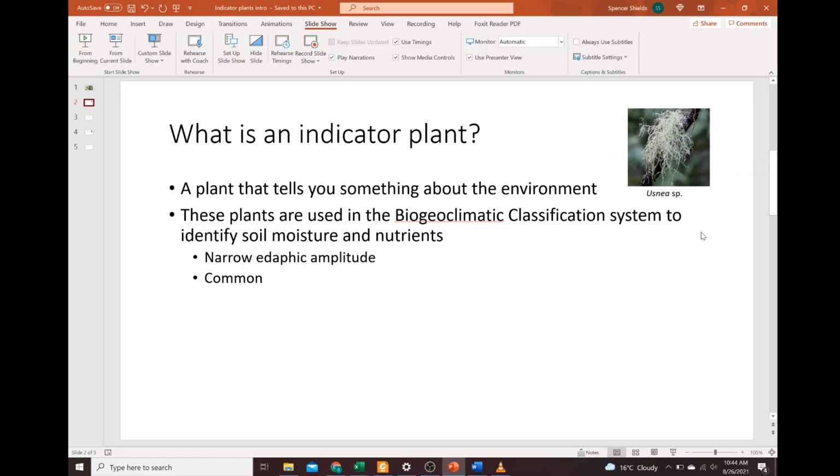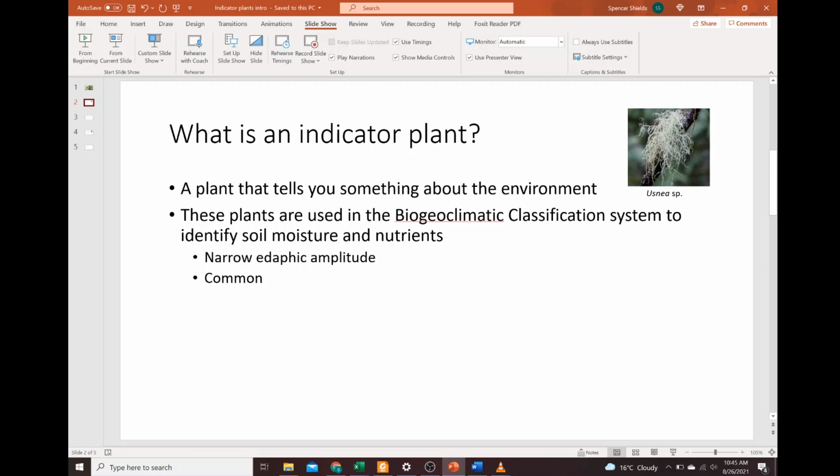So that's indicator plants generally, but specifically, what we'll be talking about in this course are the plants that are used in the Beck system to tell you about the different soil moisture and nutrient regimes. These are plants that grow under very specific conditions of soil moisture and soil nutrients. And what are these plants specifically? They have a narrow edaphic amplitude, so they grow under very specific soil moisture and nutrients. That's what the word edaphic refers to: soil.